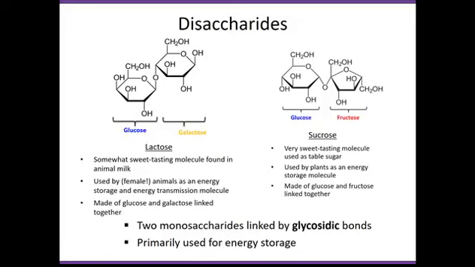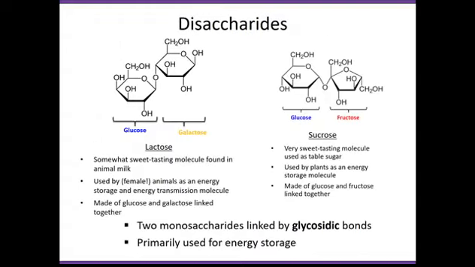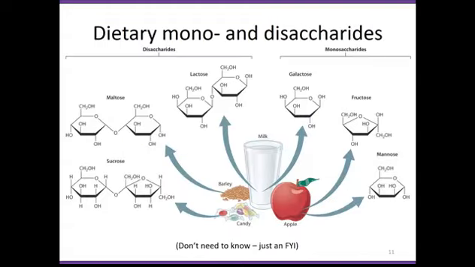So we're going to learn there's slightly different types of chemical bonds in between each type of biological molecule. Otherwise, disaccharides are mostly used for energy storage. It's not like monosaccharides, where there's a bunch of different things we can use them for. Here's a couple examples of dietary mono and disaccharides.